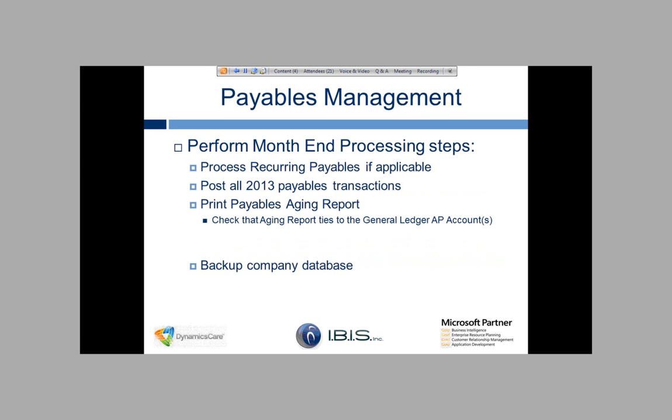Now, moving on to Payables Management, you will, first of all, perform month-end close processing steps. First of all, we want to process the recurring payables if applicable. You want to post all the 2013 payables transactions. You want to print the payables aging report. And you want to check that the aging report ties to the general ledger AP accounts. And then next, of course, we want to back up our company database.